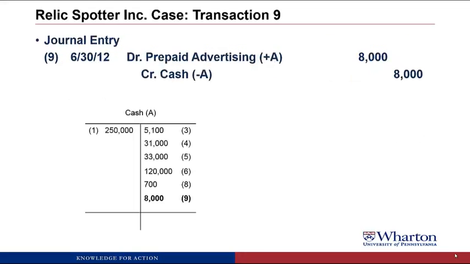So to post this one, we have yet another credit to cash for $8,000, reducing the balance in that account, and then we create a T account for prepaid advertising.